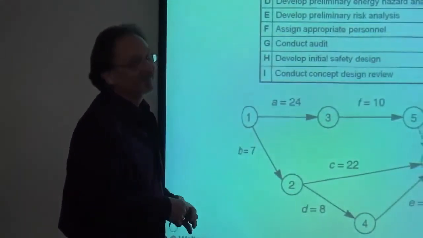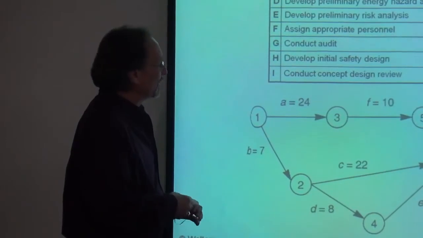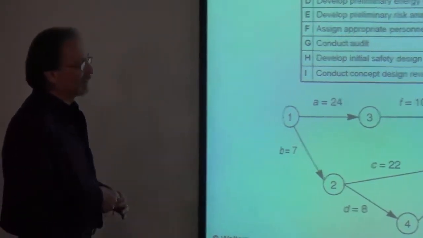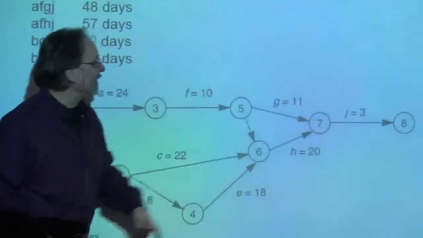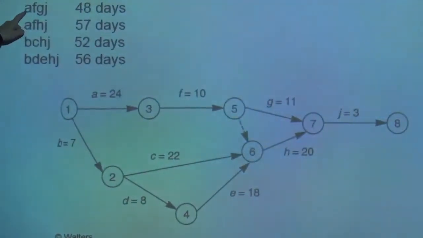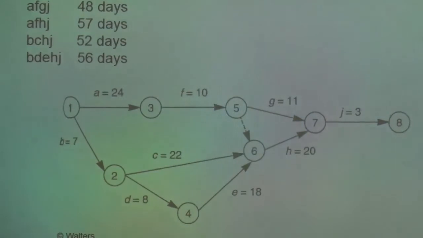If you're going to draw one of these, is it easier to start at the end and work backwards? Yes. That's usually the best way to go with this, is to work backwards, because in one of the calculations, that's exactly what you do. So, first thing you do is enumerate your paths. Okay, A, F, G, J. That's an easy path. And just add up the number of days required.